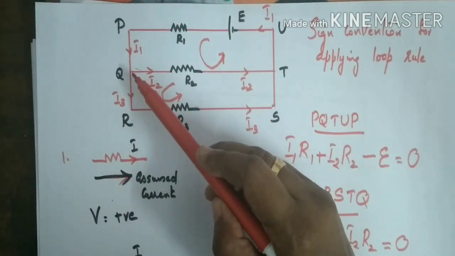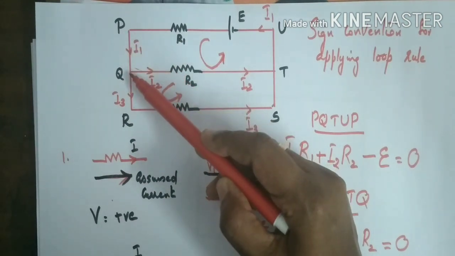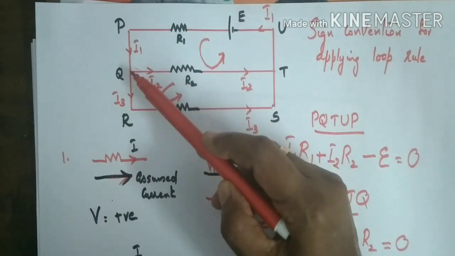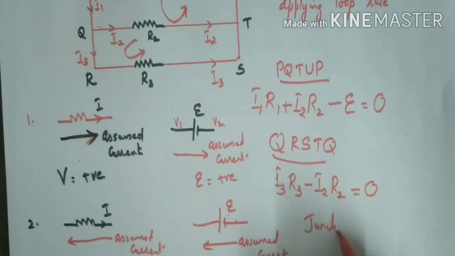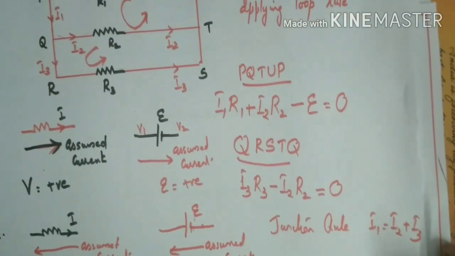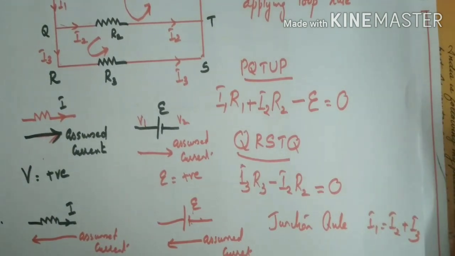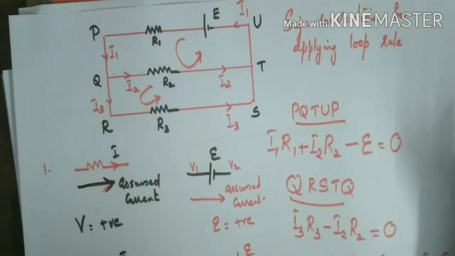Here we can apply the junction rule, isn't it? At the junction Q, I1 splits to form I2 and I3. So using the junction rule, we can write I1 is equal to I2 plus I3. So three equations are here, and by solving the three equations, we can find out the values of I1, I2 and I3.